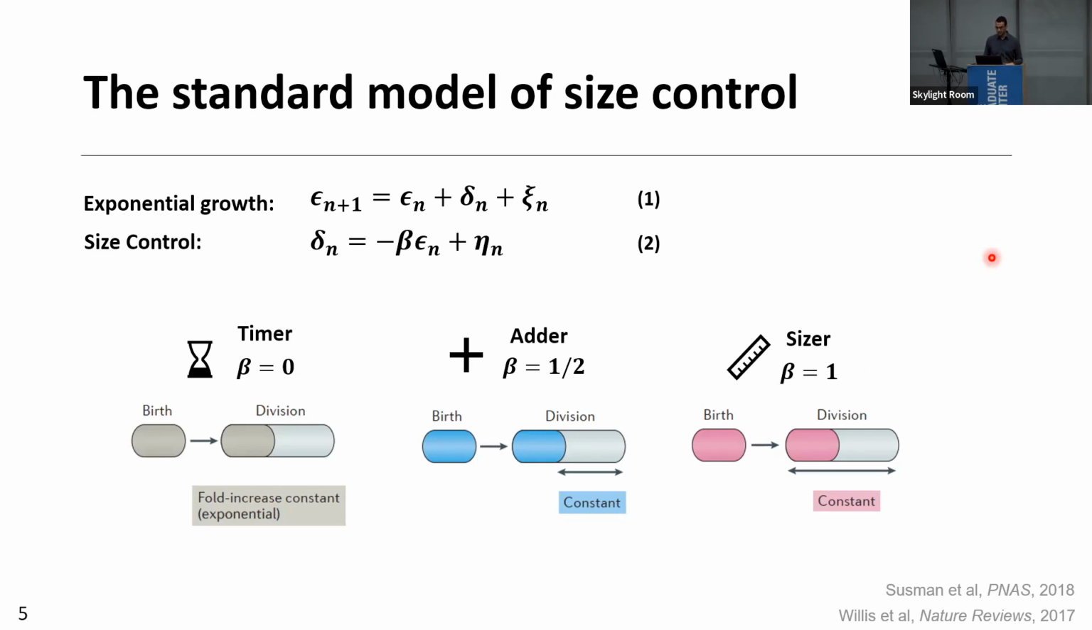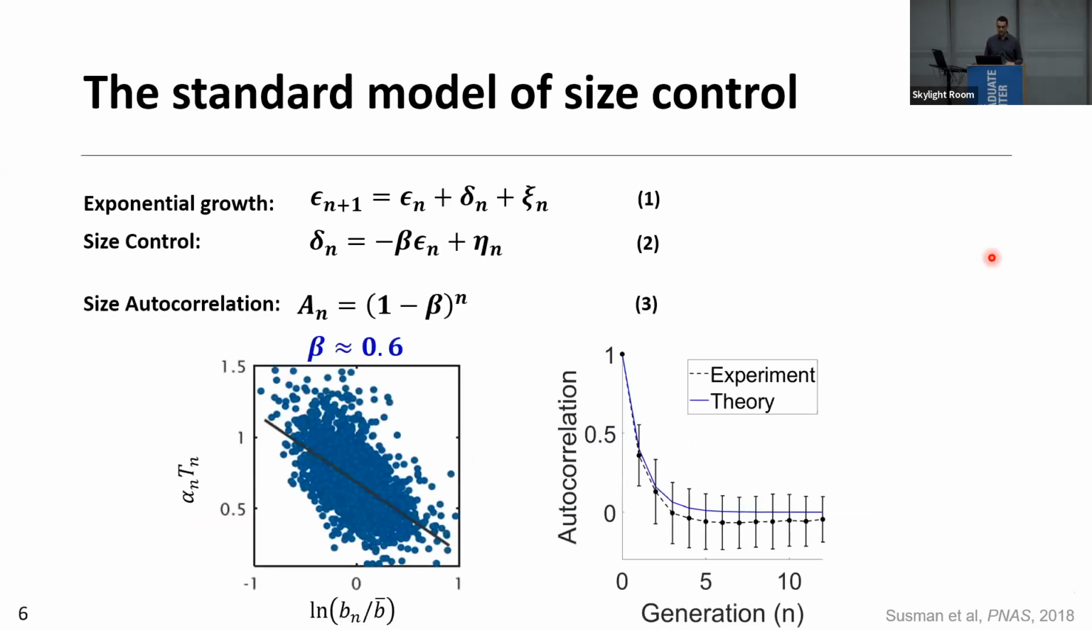And we can make predictions about things like the correlations here. So we can calculate the correlation from the model, and we find for an experiment like this, where they calculated beta equals 0.6, for example, it's in very good agreement with what we see in the data.